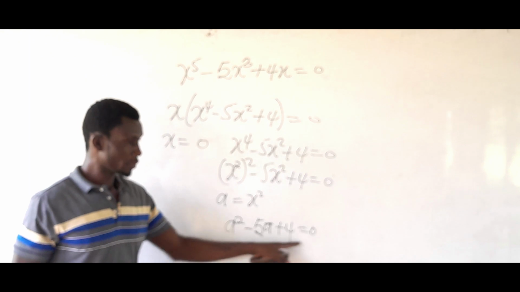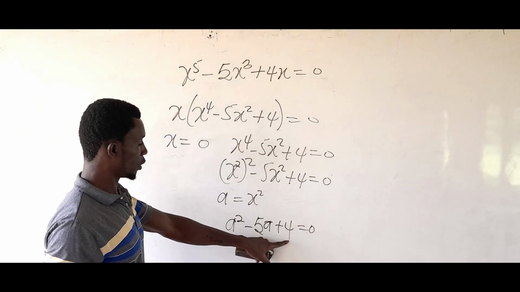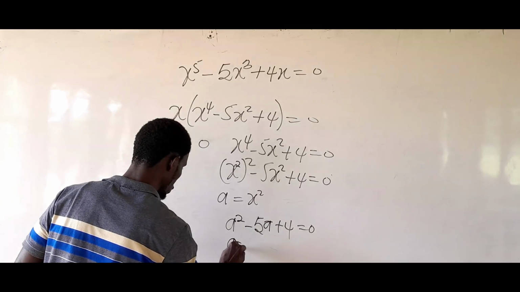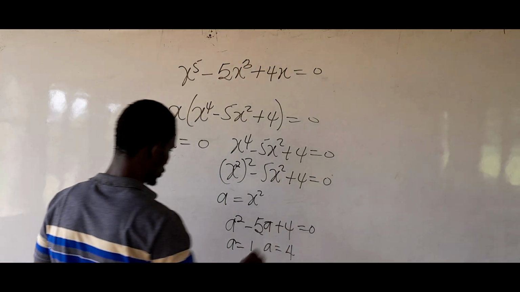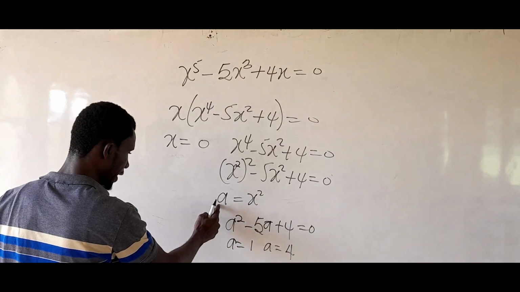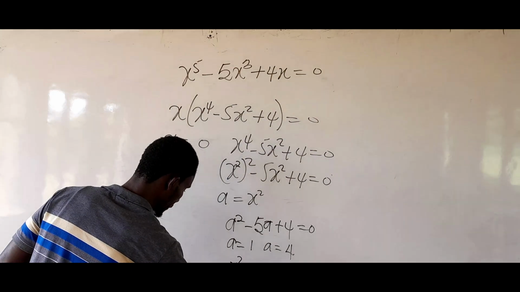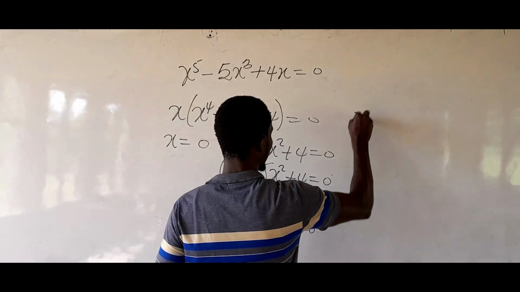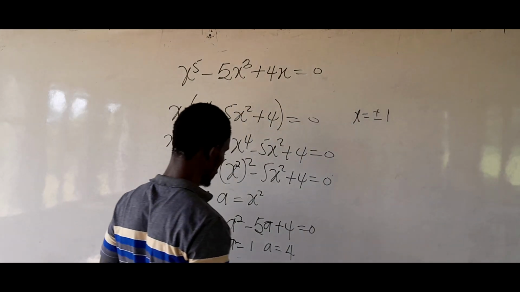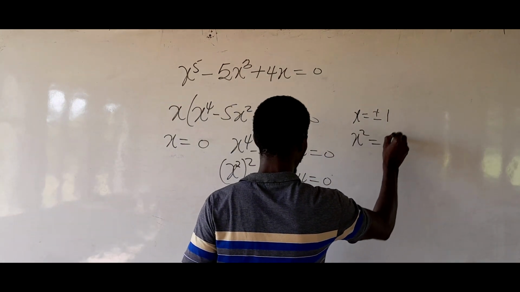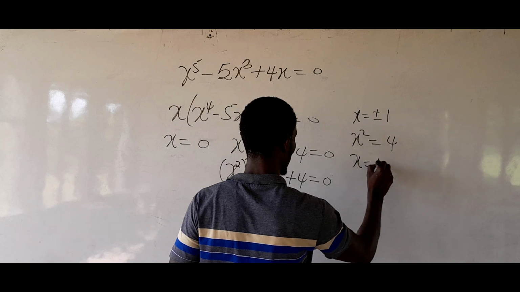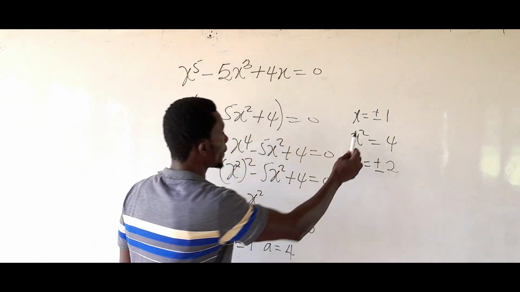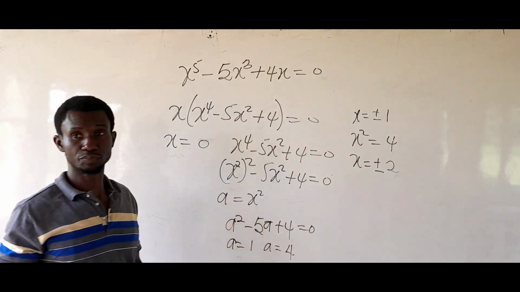So this one, quickly, two numbers when you multiply you get 4, when you add you get negative 5. Negative 1, negative 4. So you have a is equal to 1, a is equal to 4. So that you said x squared is equal to a. So x squared is equal to 1, then you get x is equal to plus or minus 1. Then x squared is equal to 4, you get x is equal to plus or minus 2. So your answers are x is equal to 0, x is equal to plus or minus 1, and x is equal to plus or minus 2.